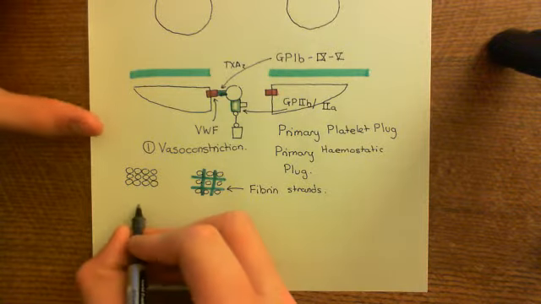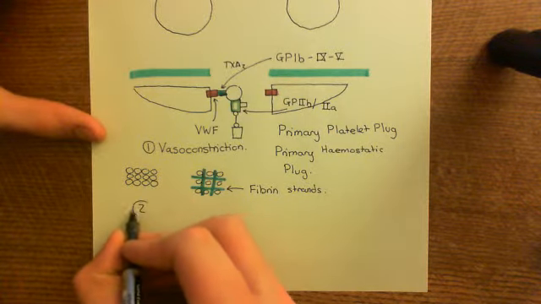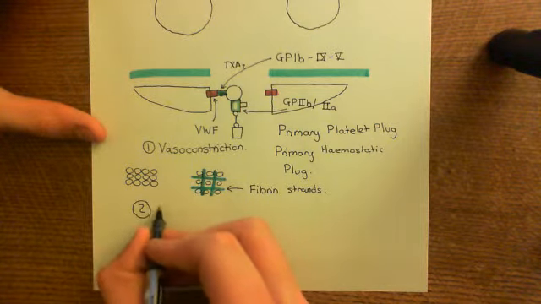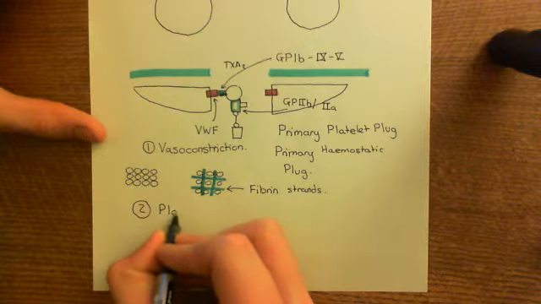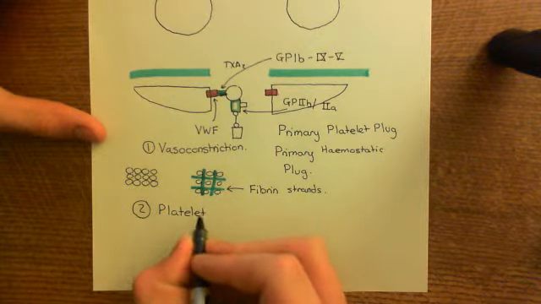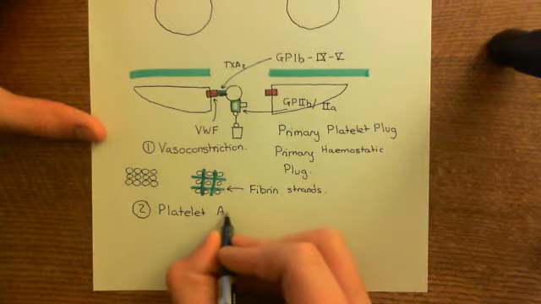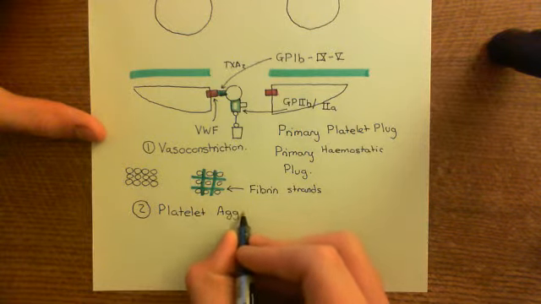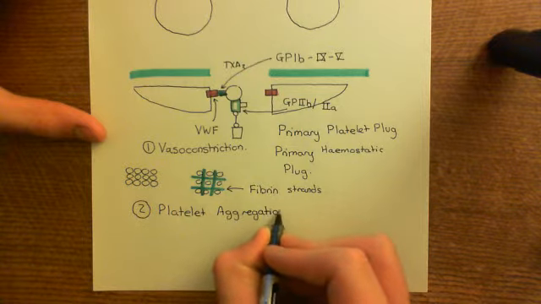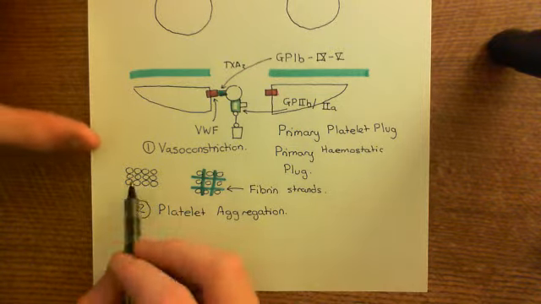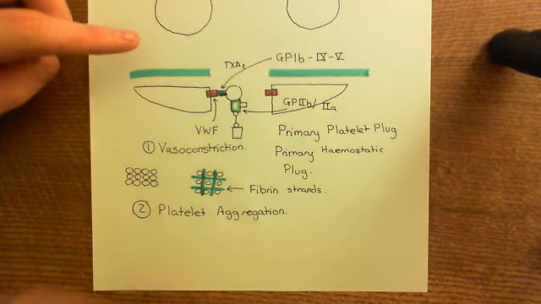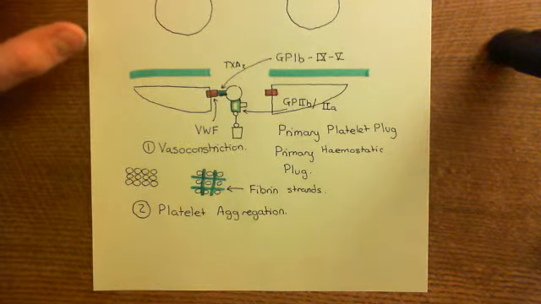The second response was to form a primary hemostatic plug, so to have platelet aggregation. We've now seen how the formation of this cut is going to activate platelet aggregation, and this will form what's known as a primary hemostatic plug or a primary platelet plug, which is this mass of platelets which is just blocking the gap now in the wall of the blood vessel.